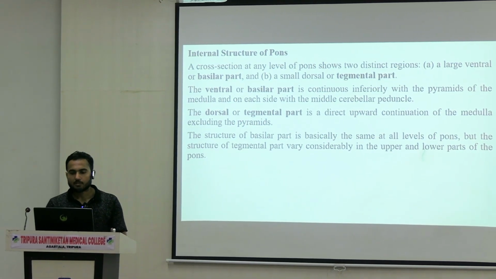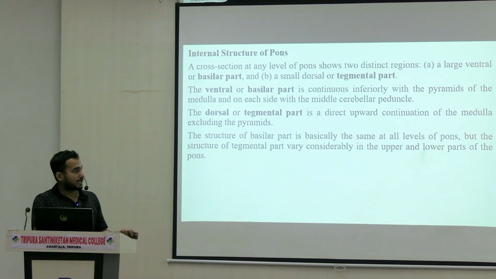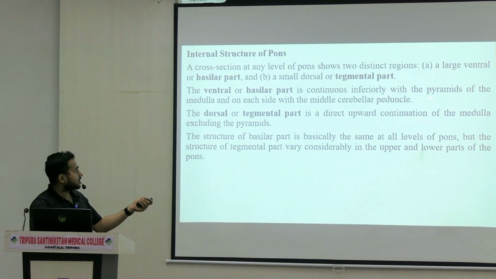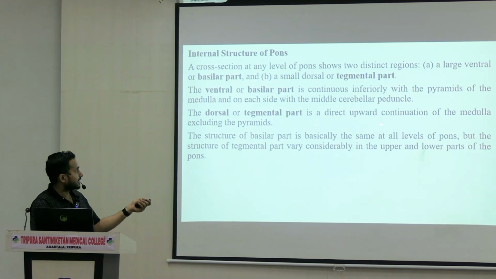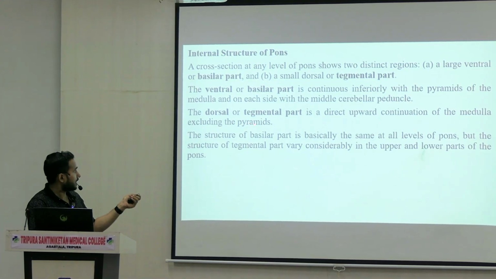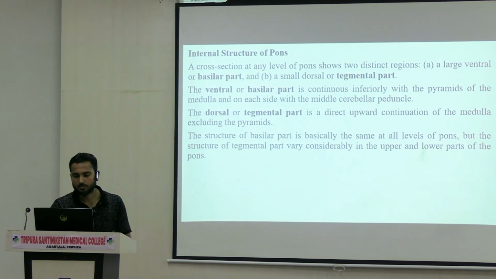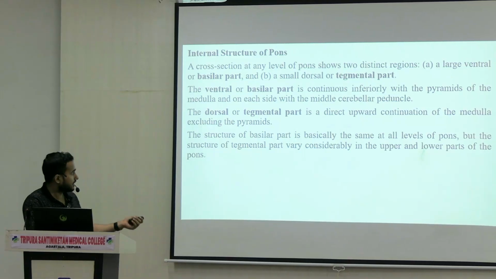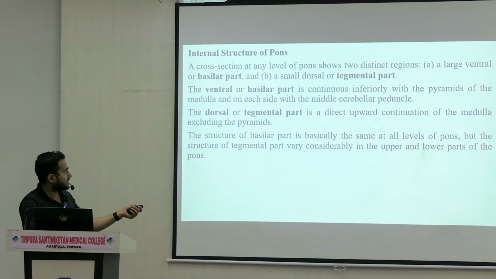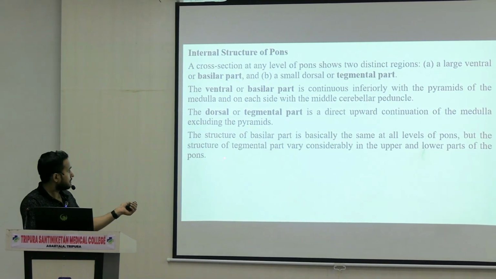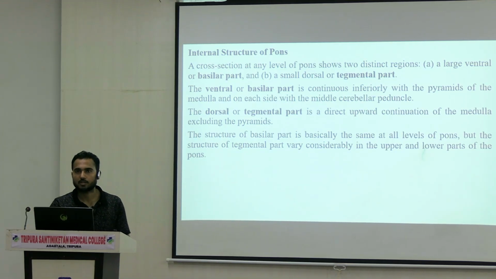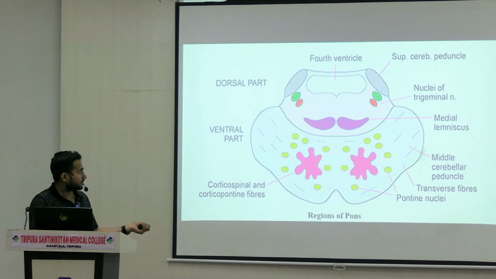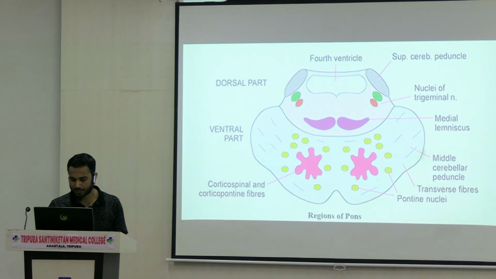Now the ventral basilar part is continuous inferiorly with the pyramid. And the dorsal tegmental part is a direct upward continuation of the medulla, excluding the pyramid. So here you can see the basilar part is basically the same at all levels, but the tegmental part varies considerably between the upper part and the lower part. Now let me show you the diagram. Here you can see the diagram.